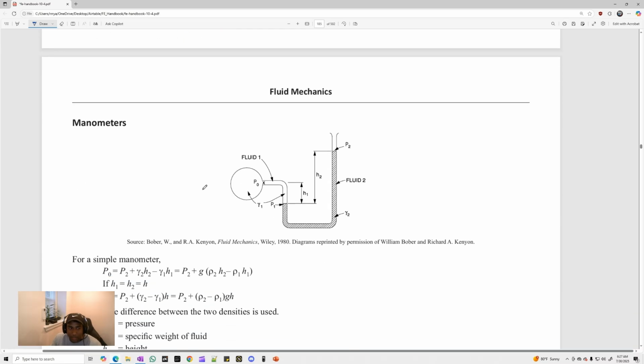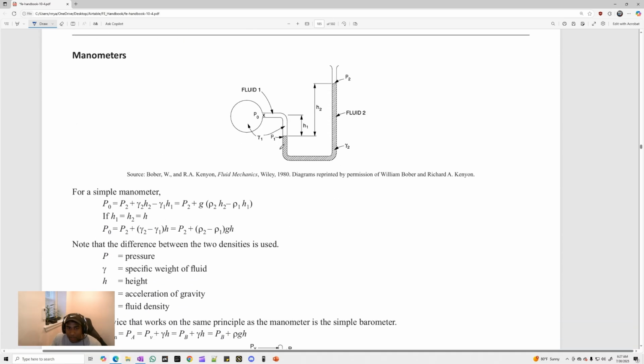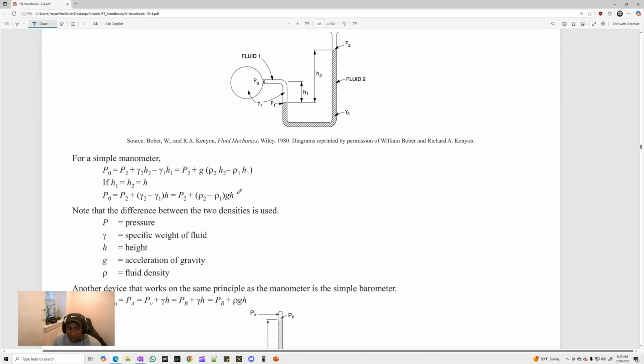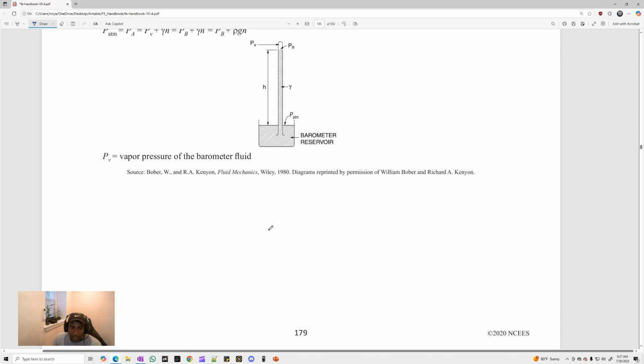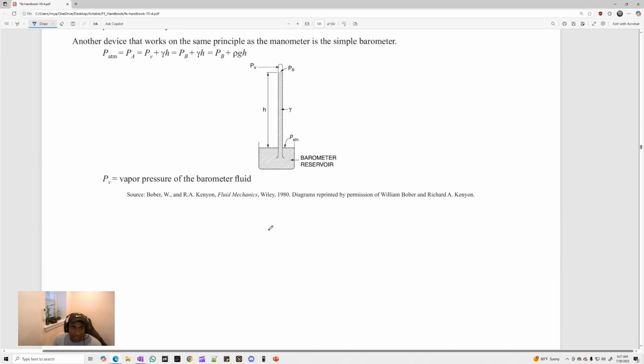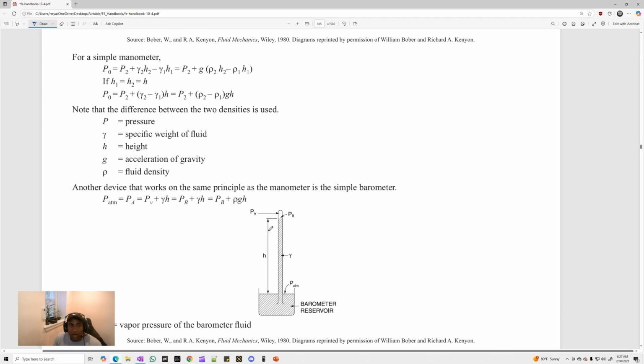And you could see that they talk about manometers and how to develop that equation, which we understand how to develop. There's also mention of a barometer, which we spoke a little bit about, right? And that's pretty much it for this problem. Let's go ahead and move on to the next one.